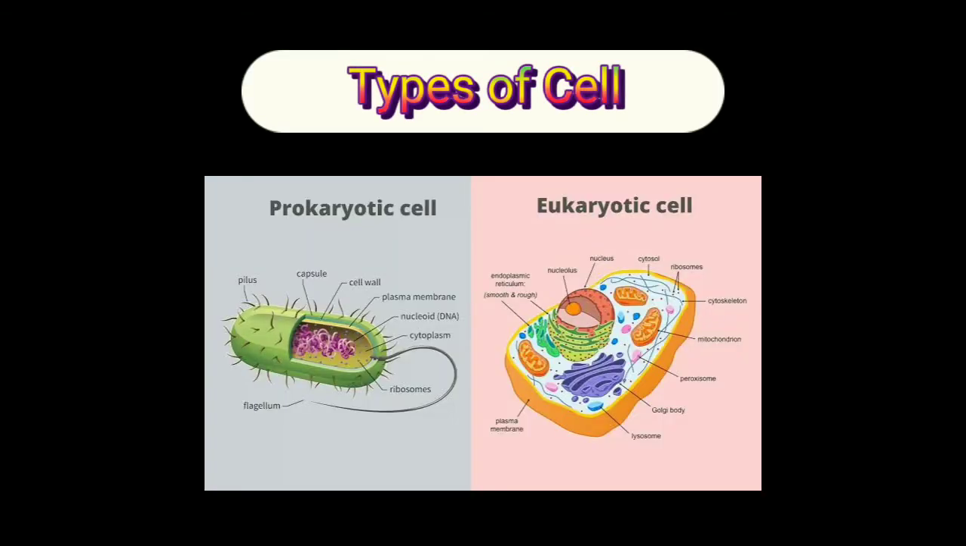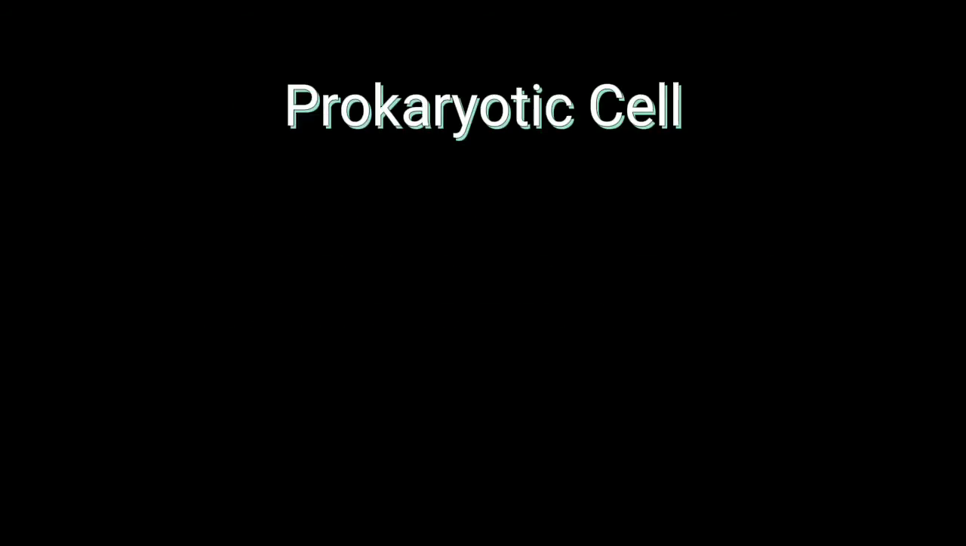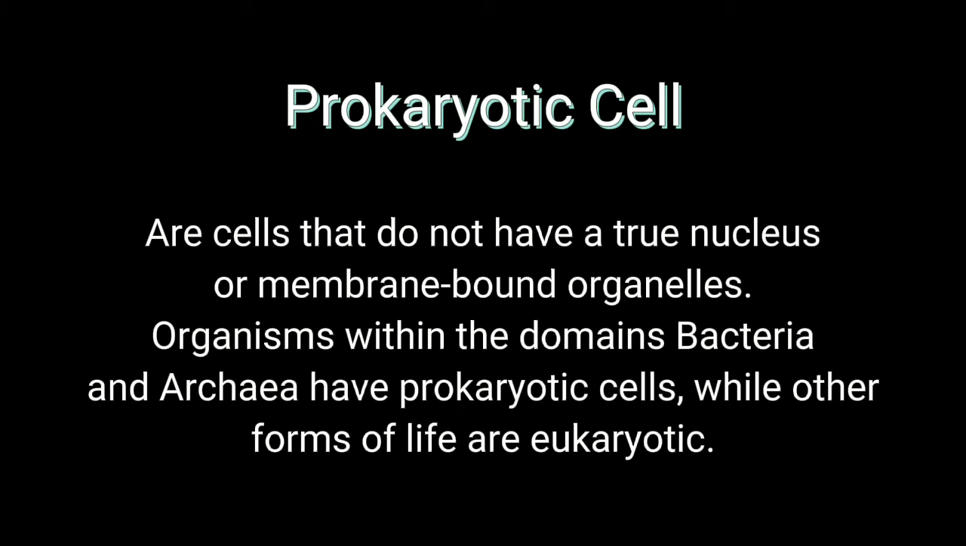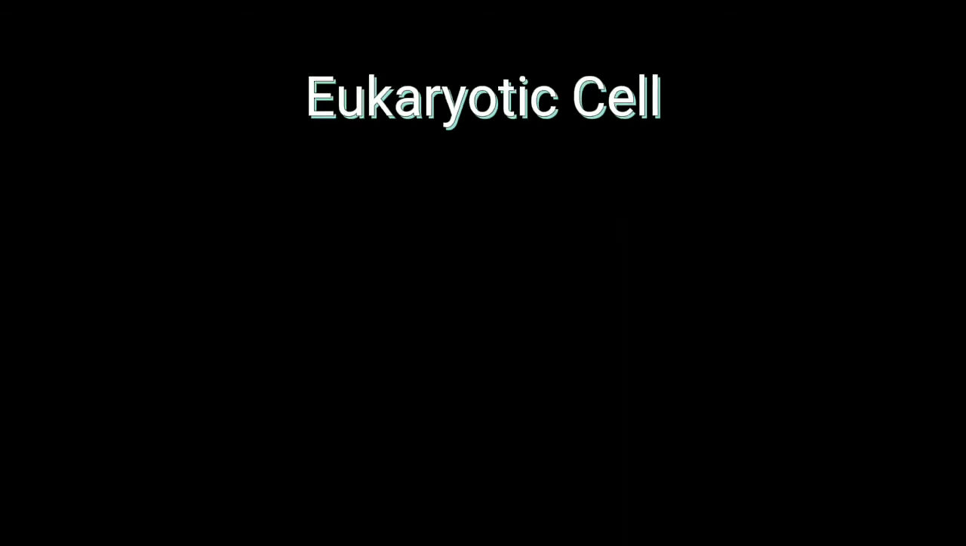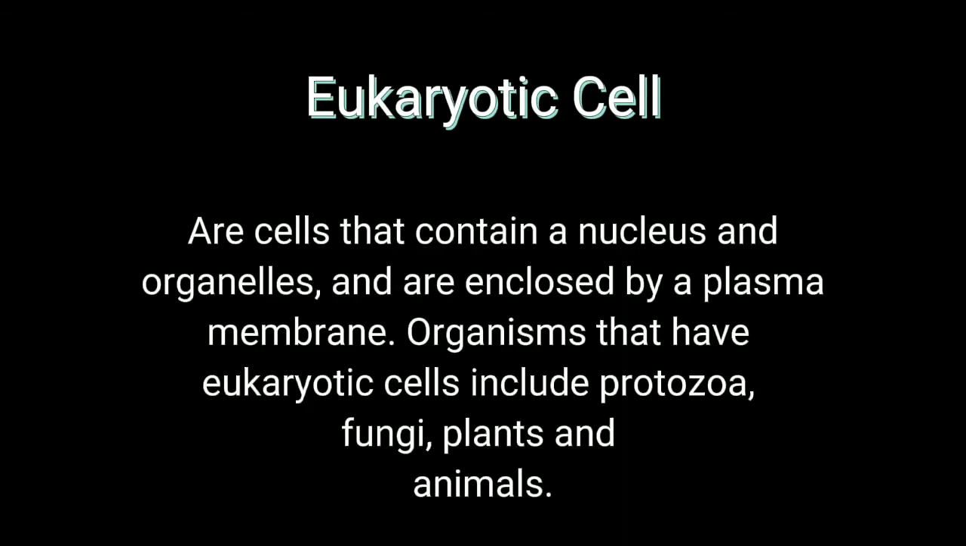Types of cell, which are the prokaryotic cell and eukaryotic cell. Prokaryotic cells are cells that do not have a true nucleus or membrane-bound organelles. Organisms within the domains bacteria and archaea have prokaryotic cells, while other forms of life are eukaryotic. Eukaryotic cells are cells that contain a nucleus and organelles and are enclosed by a plasma membrane. Organisms that have eukaryotic cells include protozoa, fungi, plants, and animals.